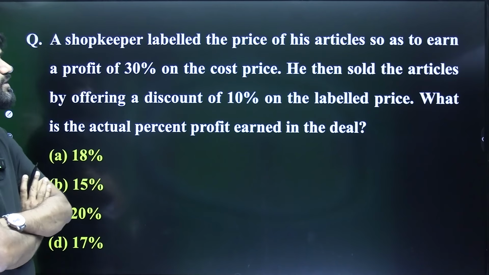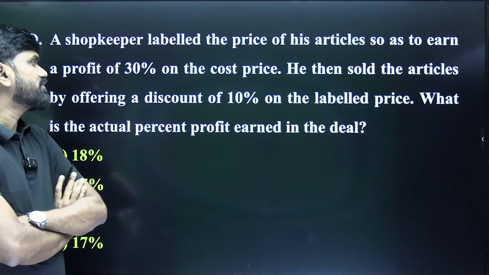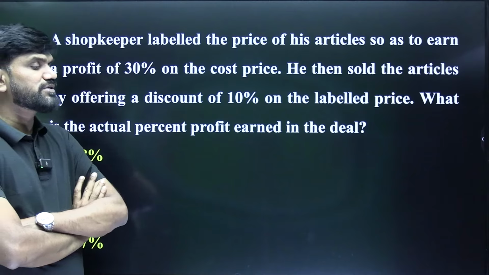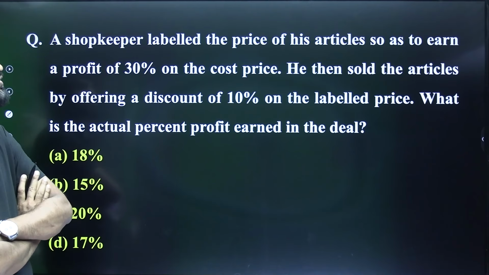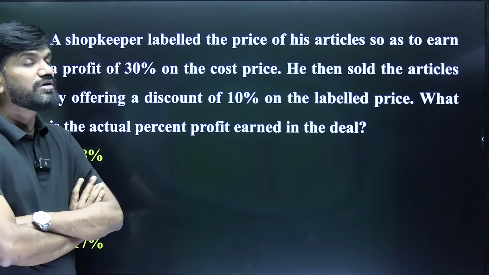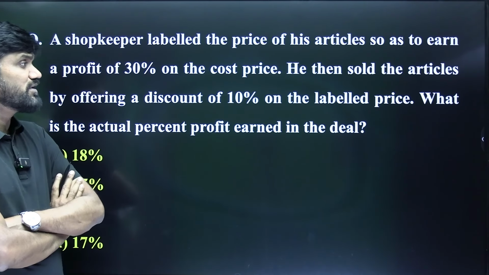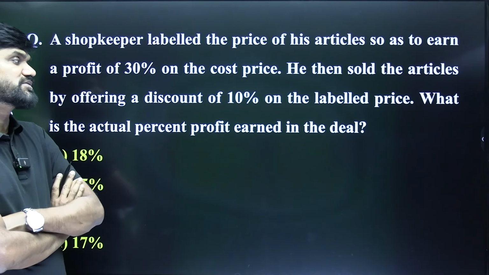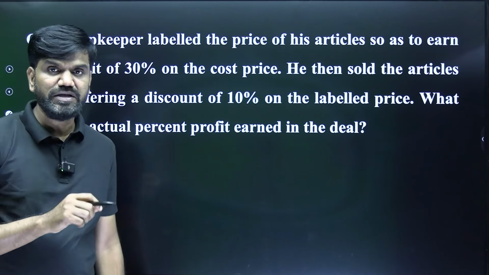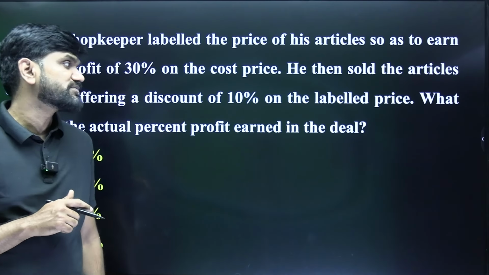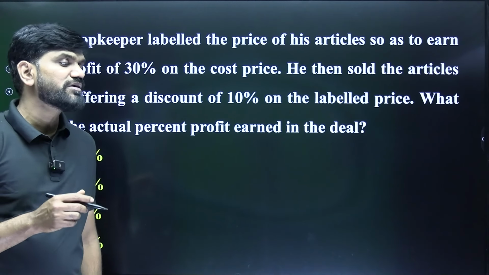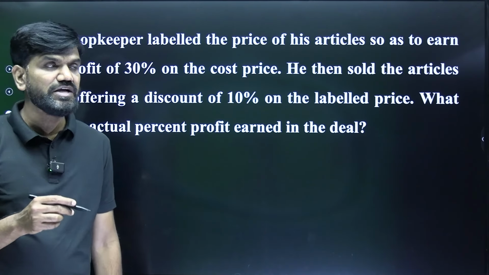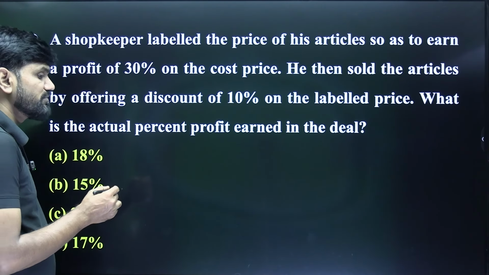A shopkeeper labeled the price of his article so as to earn a profit of 30% on the cost price. He then sold the articles by offering a discount of 10% on the labeled price. What is the actual profit percent earned in the deal?